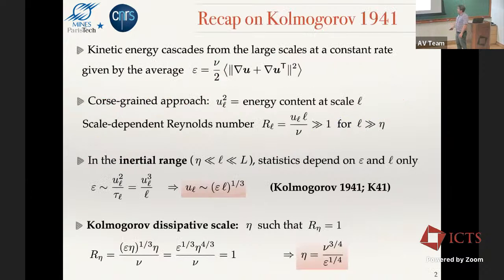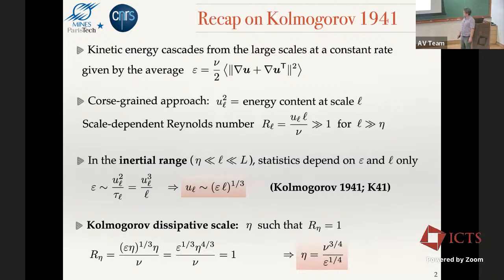So this is just a small recap on Kolmogorov 1941 that we have seen yesterday. You remember that one of the main aspects of the description of turbulent flow is the fact that there is a constant flux of energy from the large scale to the small scale. And this flux of energy is equal to the rate of kinetic energy dissipation, given by this formula: the squared gradient times the viscosity, averaged over space and realizations of the flow.